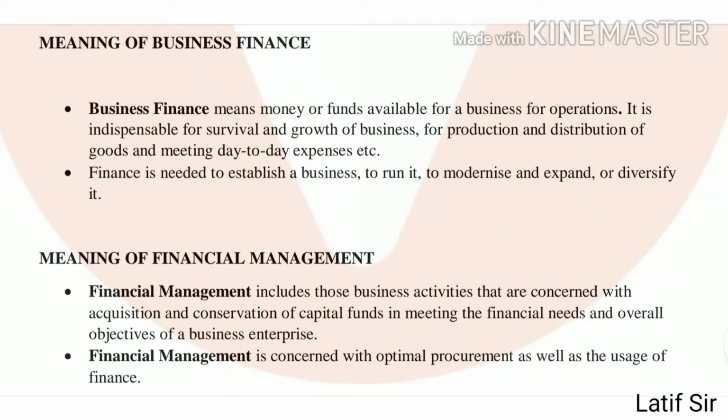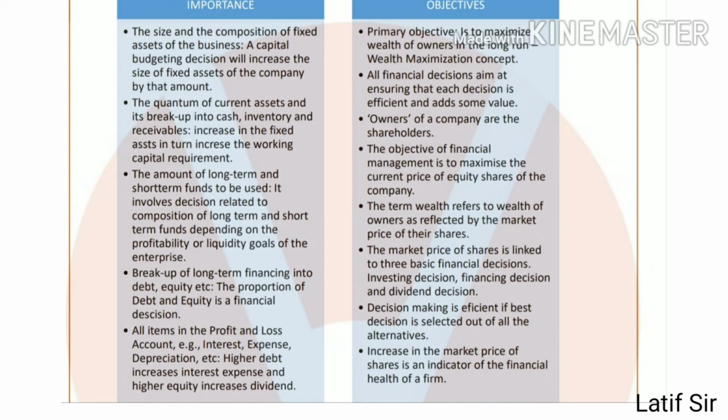Okay, now what is financial management? Financial management includes those business activities that are concerned with acquisition and conservation of capital funds in meeting the financial need and overall objective of the enterprise. So it is concerned with the use of funds and acquisition of funds, and financial management is concerned with optimal procurement of the funds. Okay, you have to procure the funds optimally.